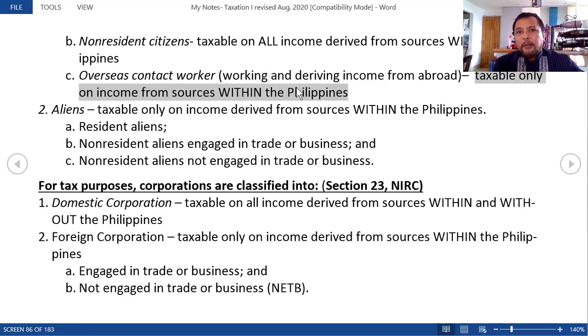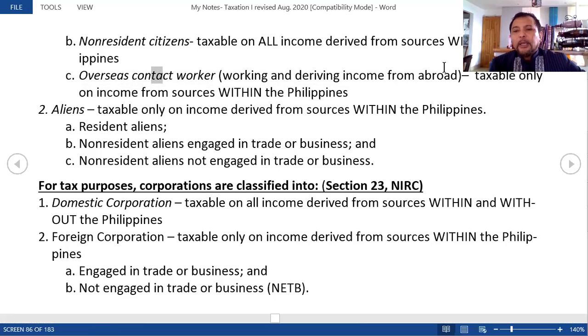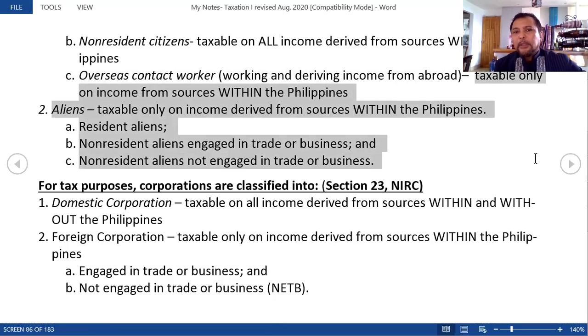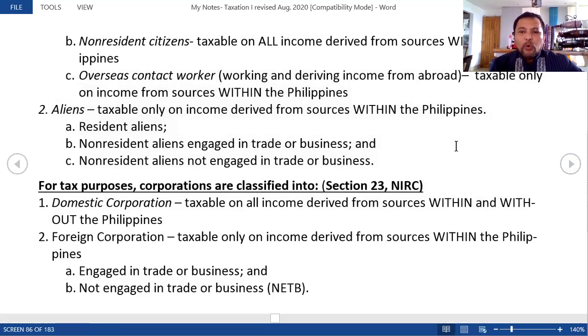Let's say I am an OFW. I'm working in the UK, no, as a lawyer. But here in the Philippines, I have apartments. I have a business here, or I have a coffee shop. I am not subjected to income tax for my work in the UK as an overseas contract worker. It should be contract, not contract worker. Sorry for the wrong spelling. But I am only taxable for my income here in the Philippines, which is from my apartment and my coffee shop. Okay. So overseas contract workers are not subjected to tax for their income abroad.